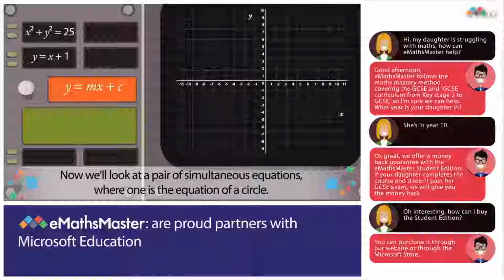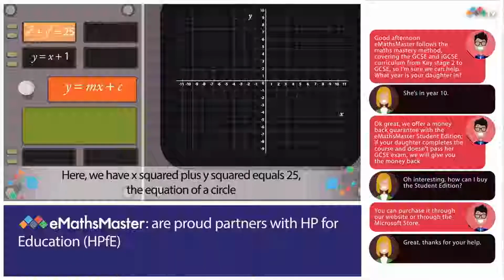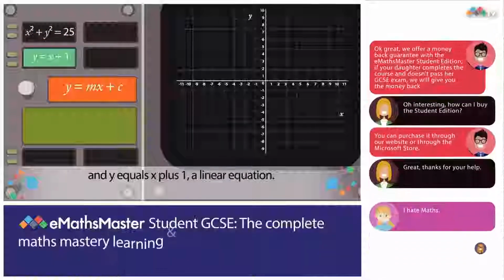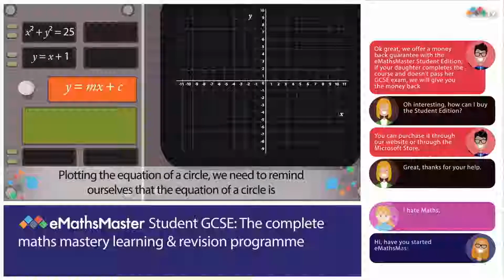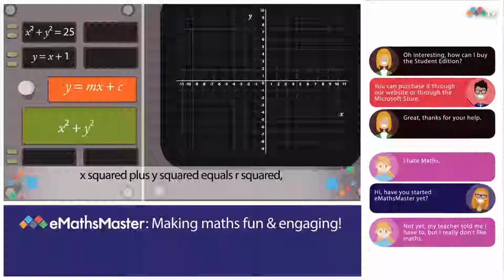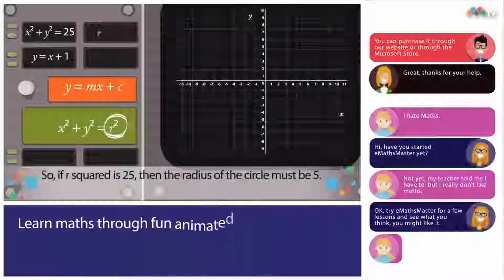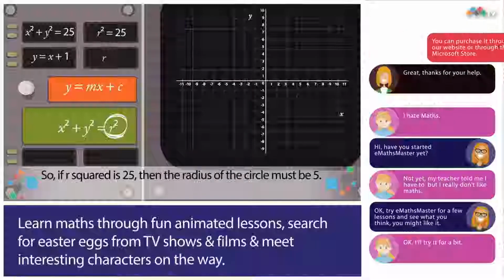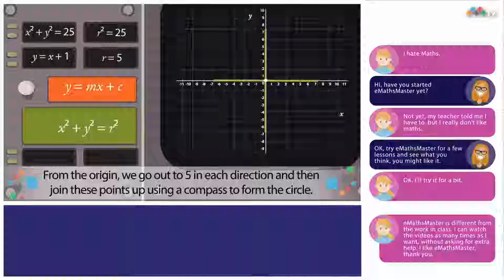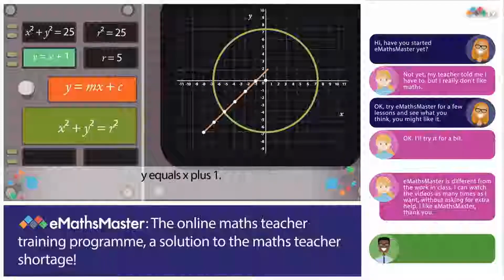Now we'll look at a pair of simultaneous equations, where one is the equation of a circle. Here we have x squared plus y squared equals 25, the equation of a circle, and y equals x plus 1, a linear equation. Plotting the equation of a circle, we need to remind ourselves that the equation of a circle is x squared plus y squared equals r squared, where r represents the radius of the circle. So if r squared is 25, then the radius of the circle must be 5. From the origin, we go out to 5 in each direction and then join these points up using a compass to form the circle. We then plot the line y equals x plus 1.